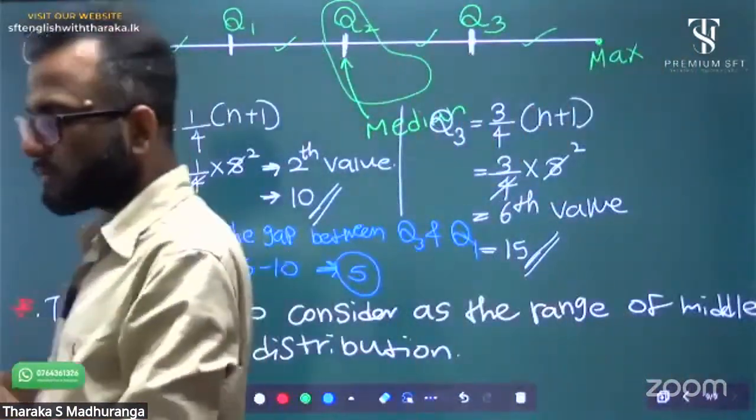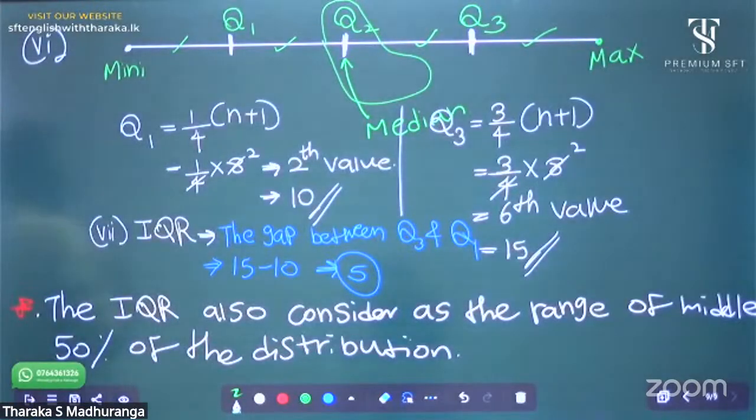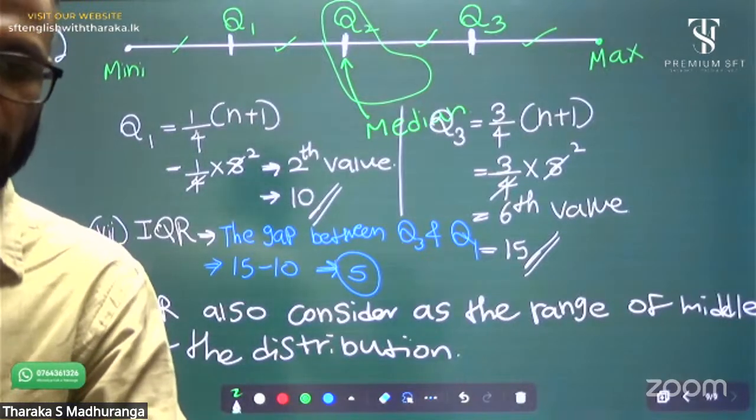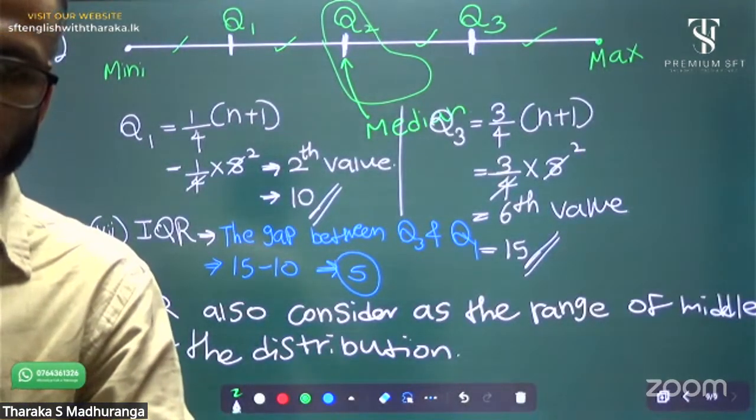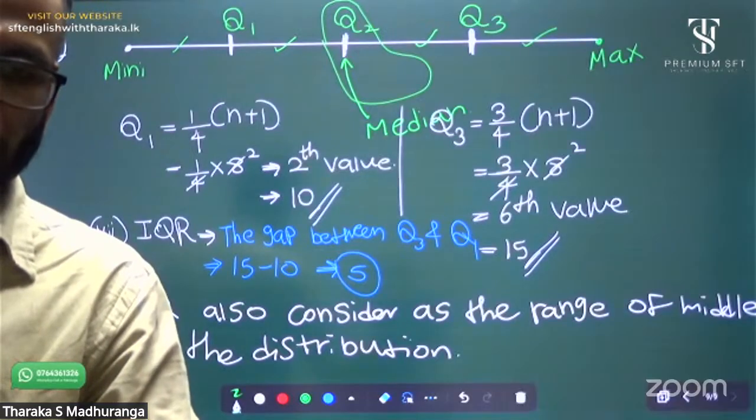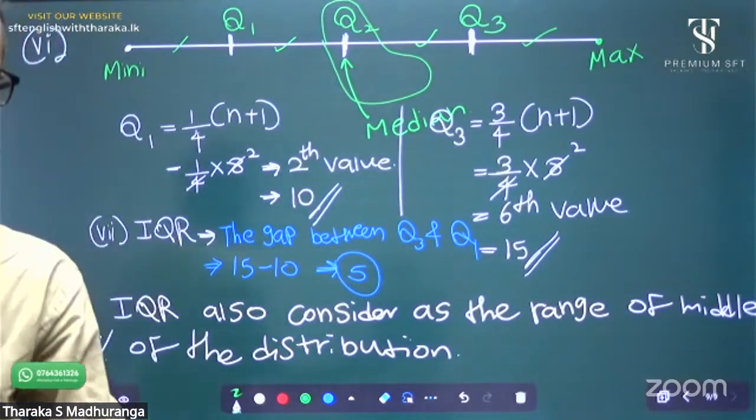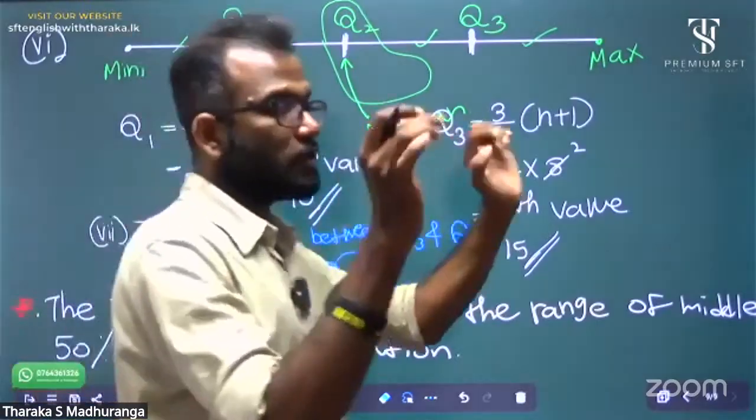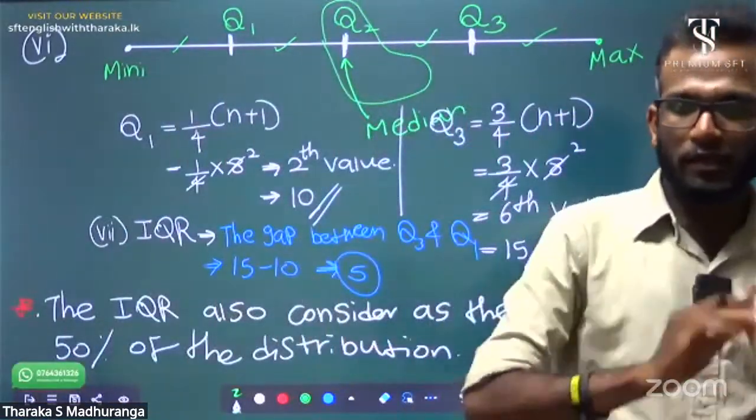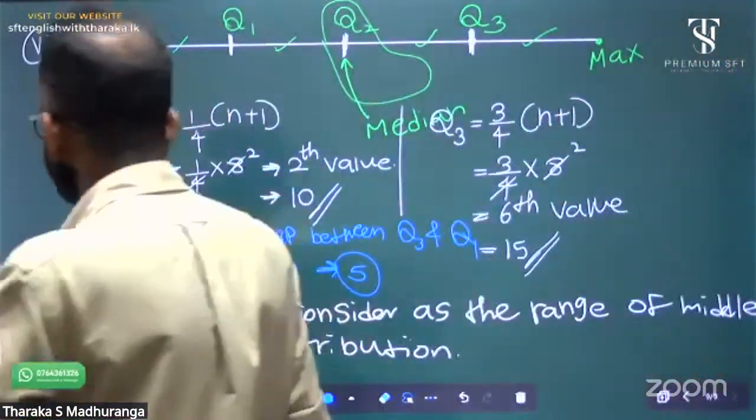Very clear? The range of the middle 50% of the distribution is the same interquartile range. What's the meaning of interquartile range? Q3 minus Q1. Hurry. The first part is complete.